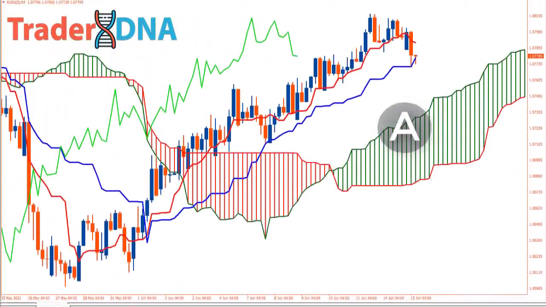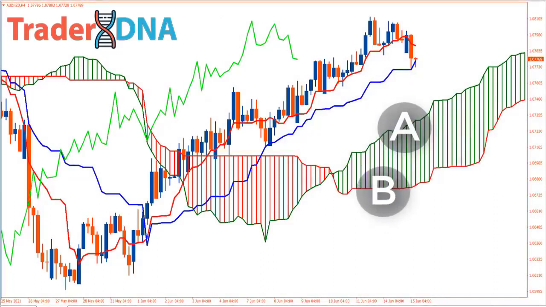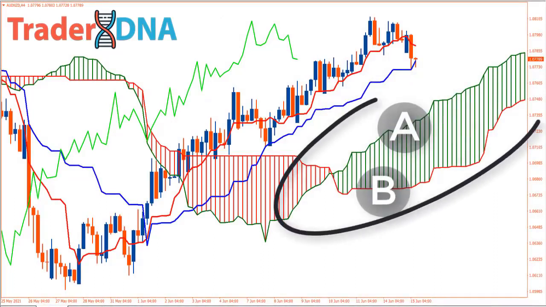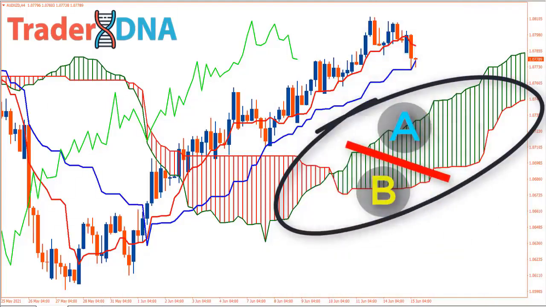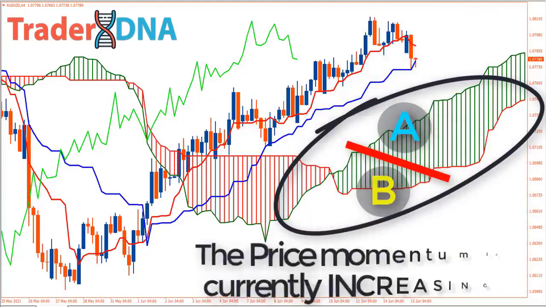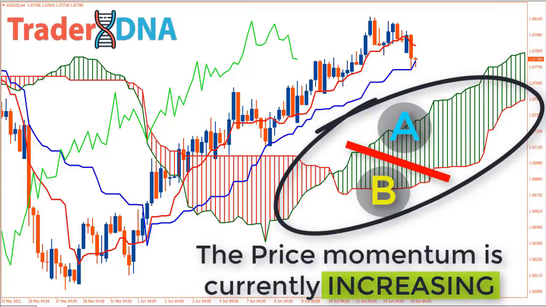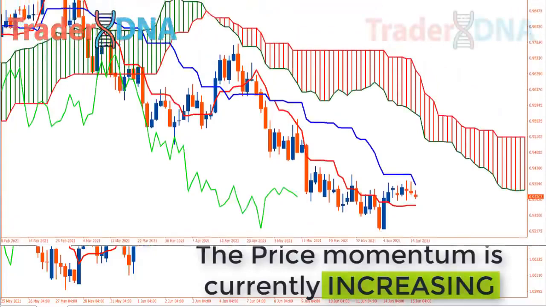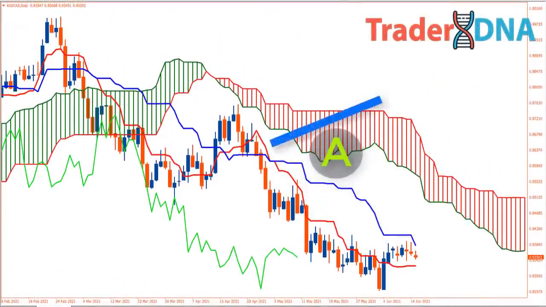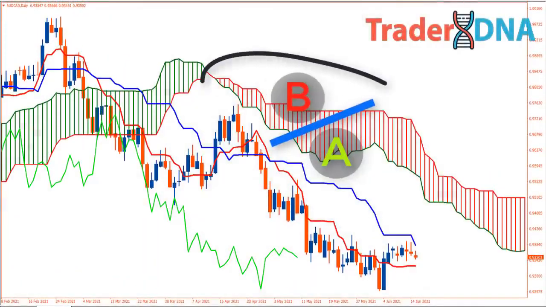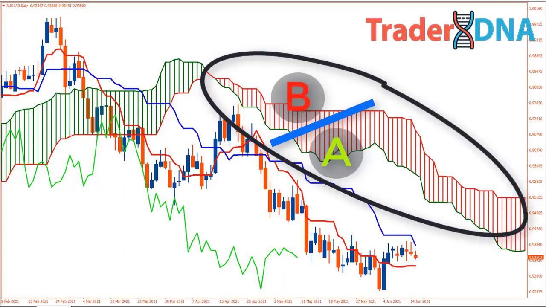Once leading span A and leading span B have been identified, the cloud component of this graph will be shaded in. When leading span A is above leading span B, this indicates to traders that price momentum is currently increasing. When this is the case, the graph will be shaded green. On the other hand, when leading span A is below leading span B, the underlying asset is likely moving in a negative direction. When this happens, the cloud will be shaded red.